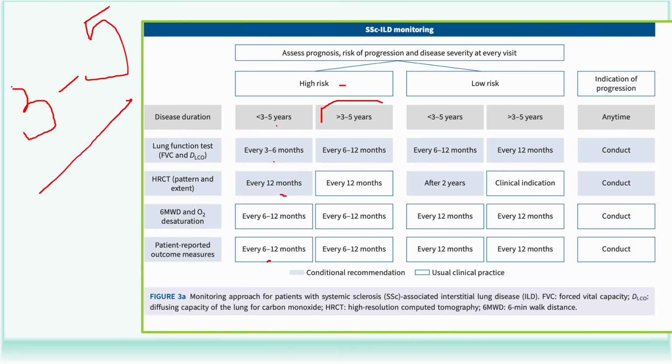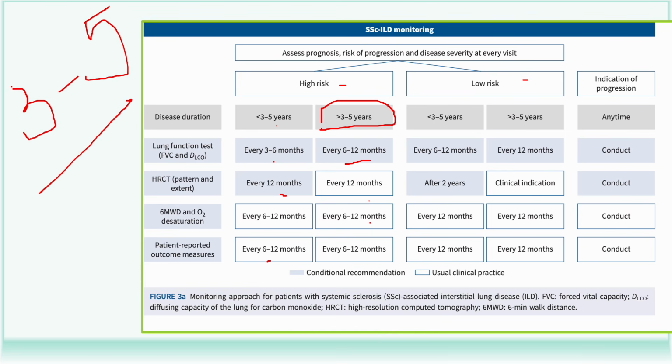Now, if your patient's diagnosis has been more than 3 to 5 years, you've already crossed that 5 year mark, say, then you can reduce the frequency to 6 to 12 months from 3 to 6 months. You can still do the HRCT annually. You still need to measure 6-minute walk and patient reported outcomes at least biannually.